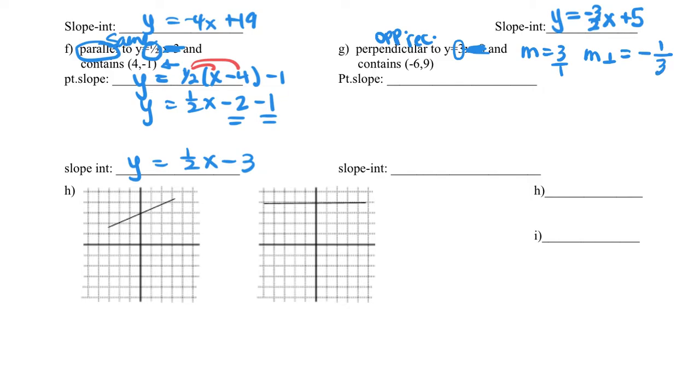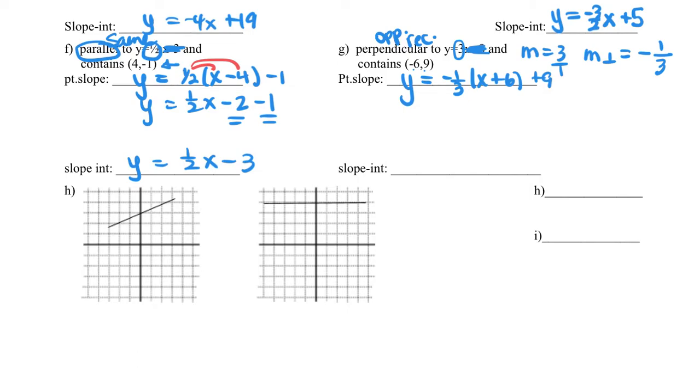And it has to go through this point right here. That is negative 6, positive 9. So y equals negative 1/3 x plus 6, because I have a minus 6 here. These have to be opposite. And then plus 9, because I have a positive here, it's going to stay positive for my y.